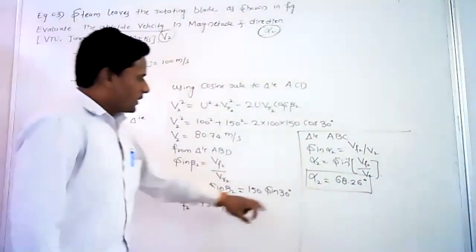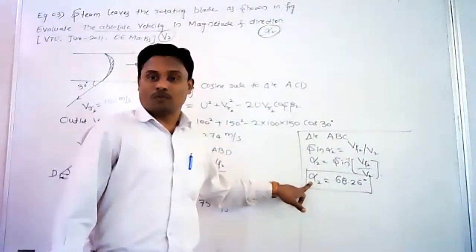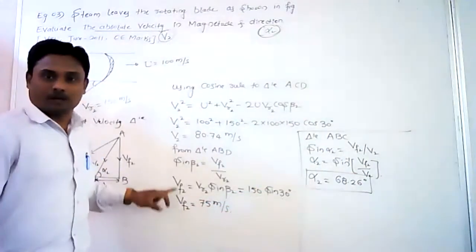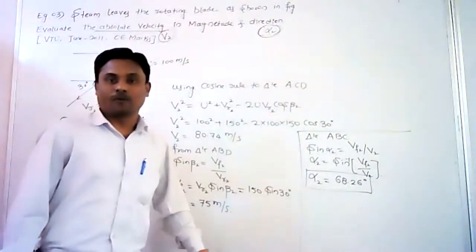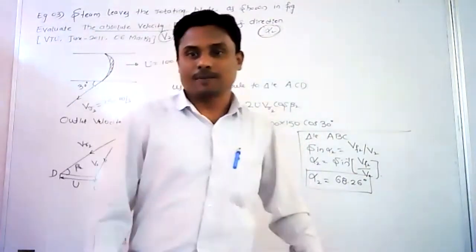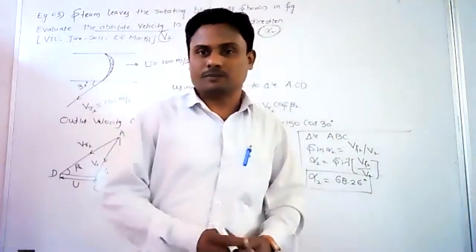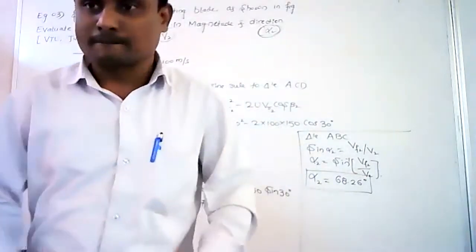Alpha 2 gives the direction of V2, and this V2 value gives the magnitude of absolute velocity at the outlet. Is that clear, all of you? Please respond, guys. Yes, sir.